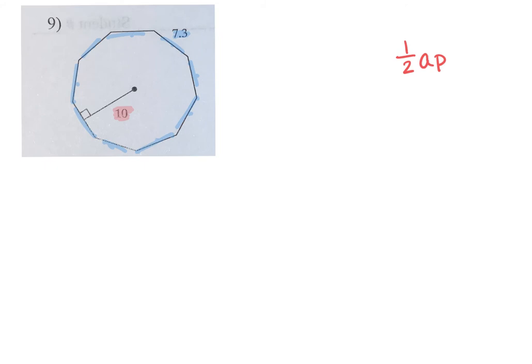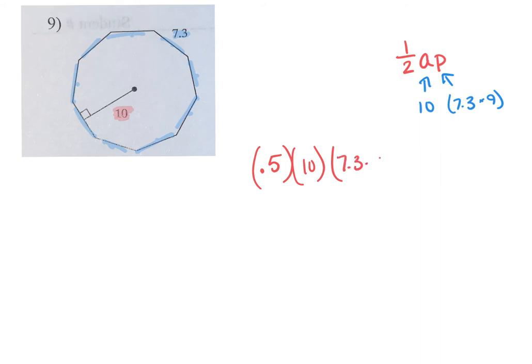So my apothem they gave to me. I can plug that in. My perimeter, I have to say 7.3 times 9. That's my perimeter. All right, 7.3 times 9. And then you can just plug it in. 0.5 times 10 times 7.3 times 9. When you plug it all in, you should get, rounding to the nearest tenth, as your instructions tell you, 328.5. So if you have your apothem and a side, just plug it in, all right? Side times the number of sides you have is your perimeter, 1/2 apothem times perimeter. So those are the simple ones, all right?